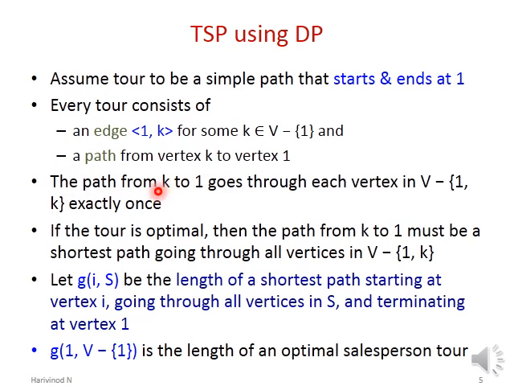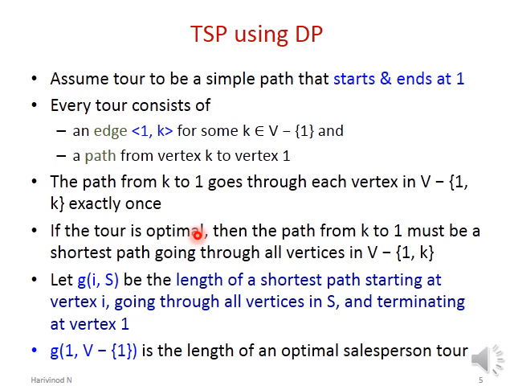Now the path from k to 1 goes through each of the vertices in V minus {1, k}. Other than 1 and k, the path from k to 1 goes through all the other vertices exactly once. So if the tour is optimal, then the path from k to 1 must be the shortest path going through all the vertices other than 1 and k.